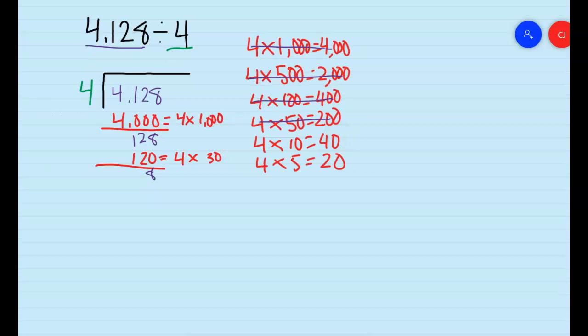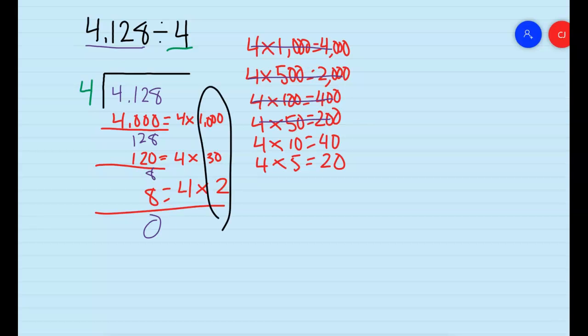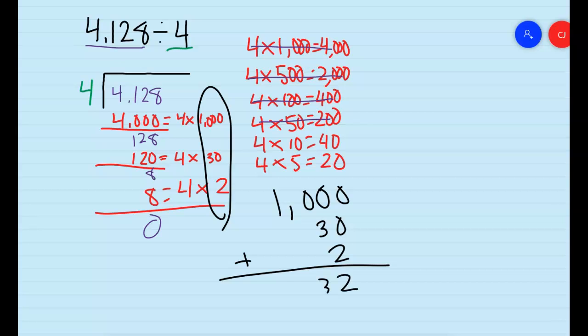Okay. And so they will know that 4 times 2 equals 8, and that will give them nothing left over. So in order to find the answer, they would look over here and they would add 1,000 plus 30 plus 2, and we know that would be 1,032.